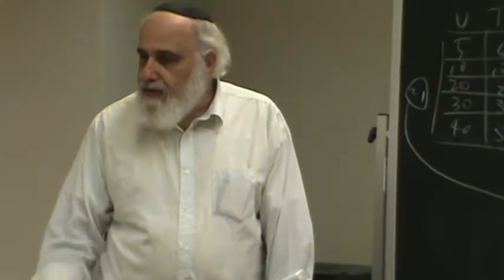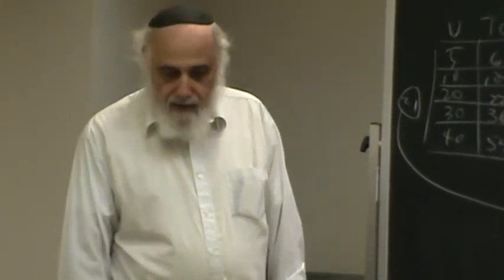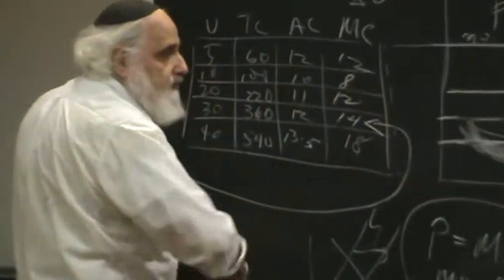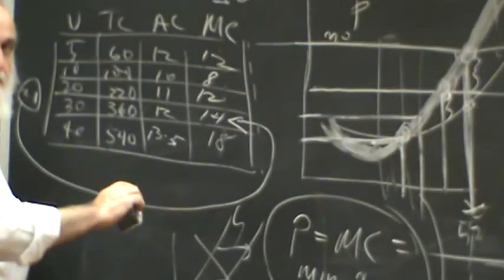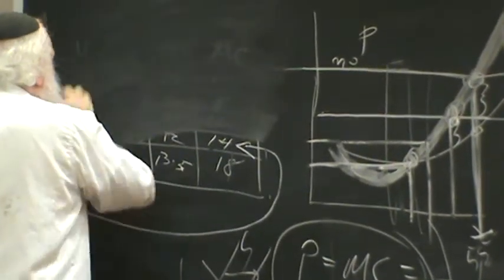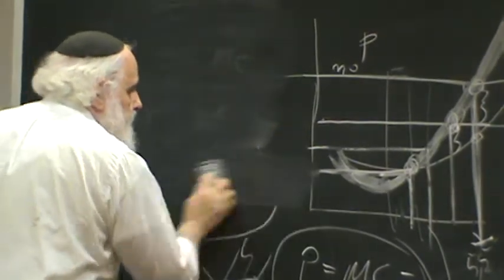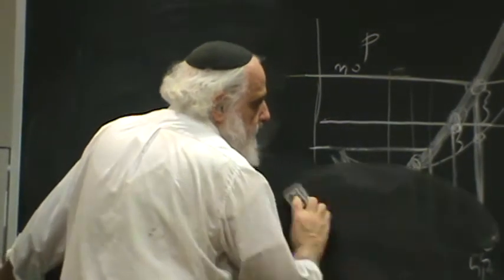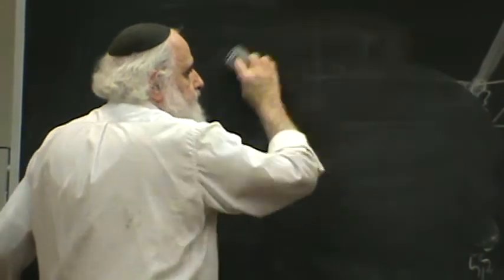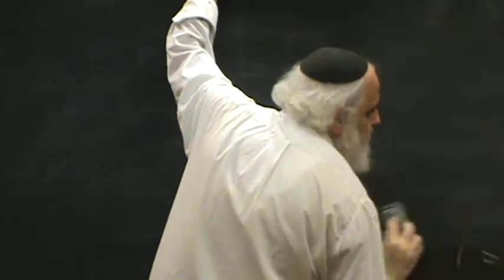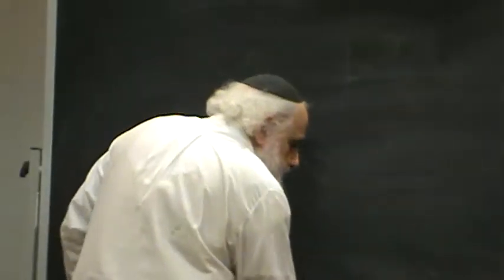Now we turn to the situation under imperfect competition. Okay, I'm going to erase this. Let's take a look at the situation under imperfect competition. First of all, we will only discuss the extreme case of imperfect competition, which is monopoly, but let us understand something.